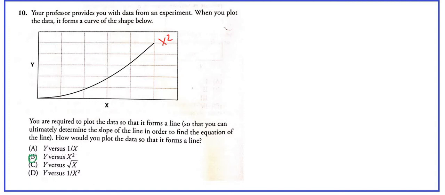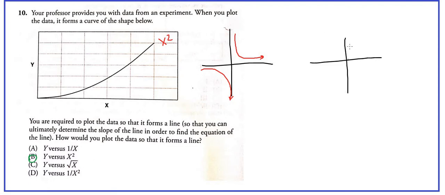In A, we have 1 over x. The graph of 1 over x is like this. We have asymptotes at 0 on the y-axis and on the x-axis. The equation of the square root of x, we have just seen it. It's going to be this. And the equation of 1 over x squared is asymptotic at y equals 0, like this, and we also have an asymptote here.